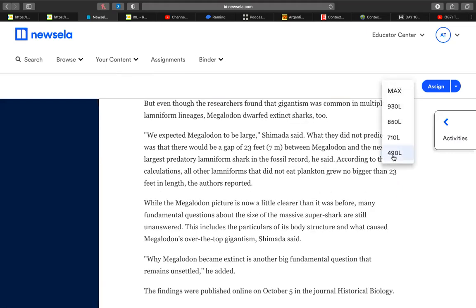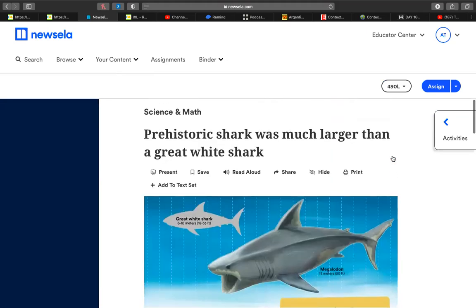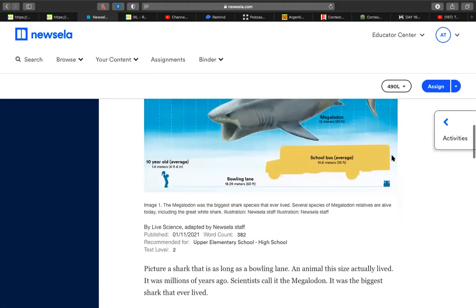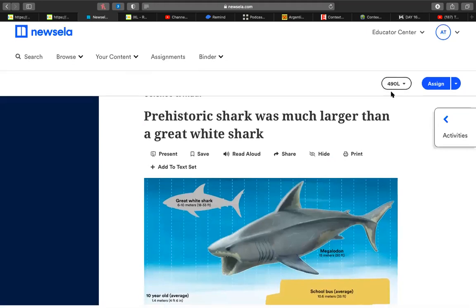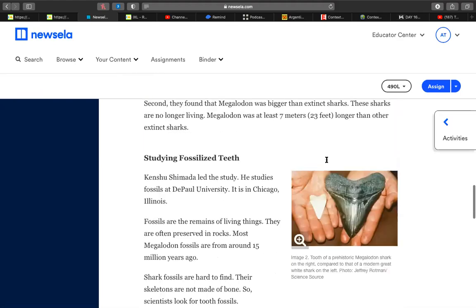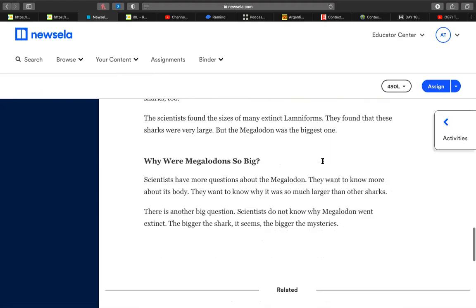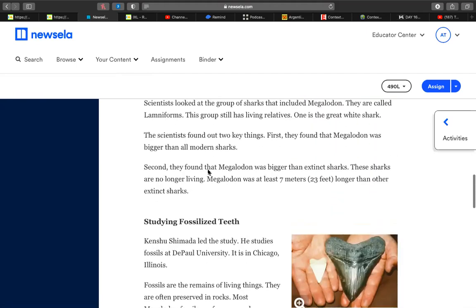Let's look at what the 490 Lexile would be. So 490 is 382 words. It is the 2nd grade level. Is that a bad thing to do? I personally like to read it multiple times, start a little lower and then get to that max level. Okay, look at the breakdown of content and information. You don't see any of the scientific words here that you saw there.